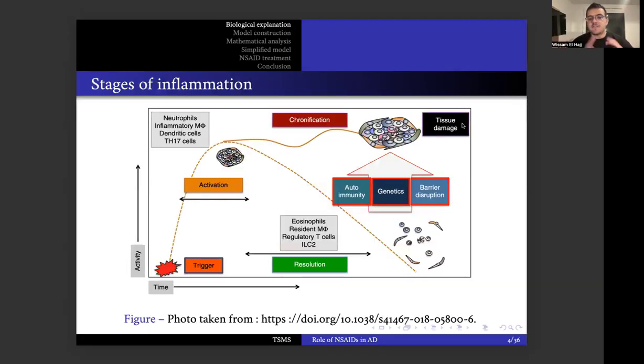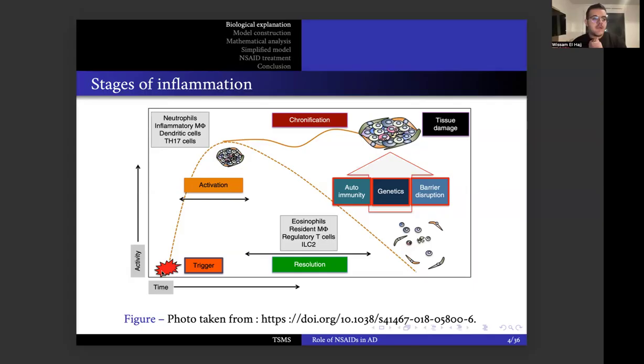What is actually the process of inflammation? Here, as you can see, is a graph taken from a paper. On the y-axis you have the activity, by which I mean the activity of the immune system, and on the x-axis you have time. We'll go step by step. We have the trigger, as you can see here at the beginning.